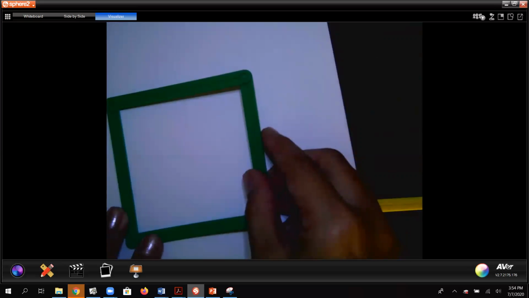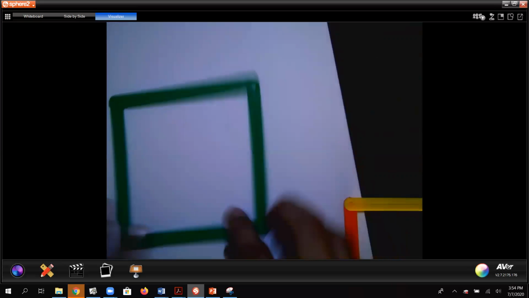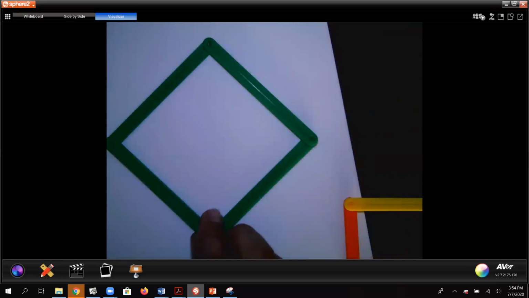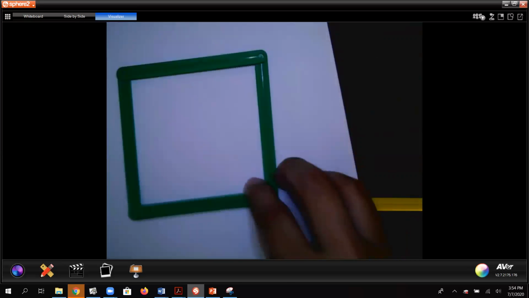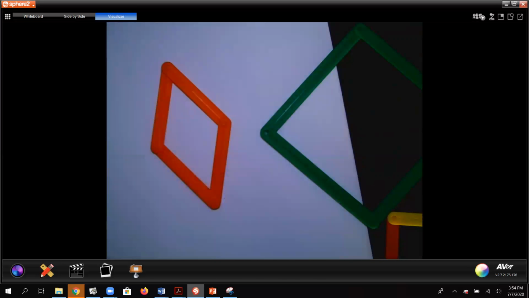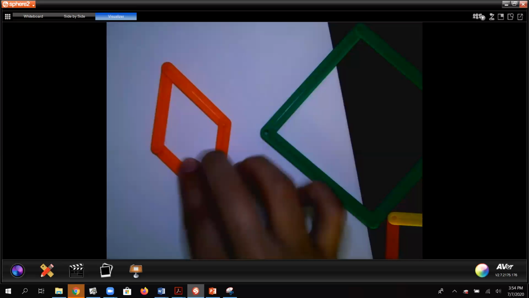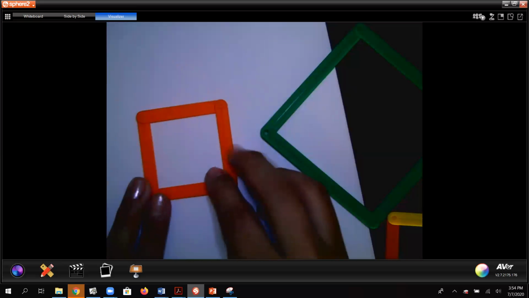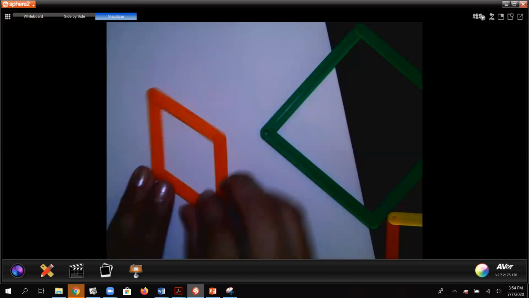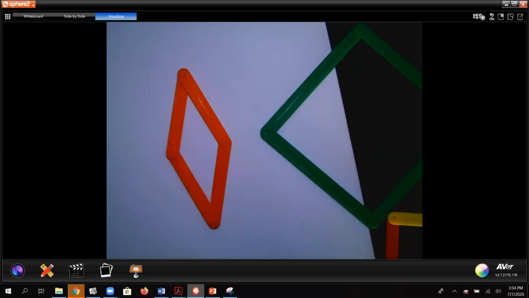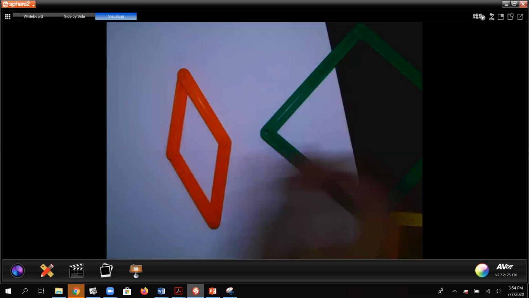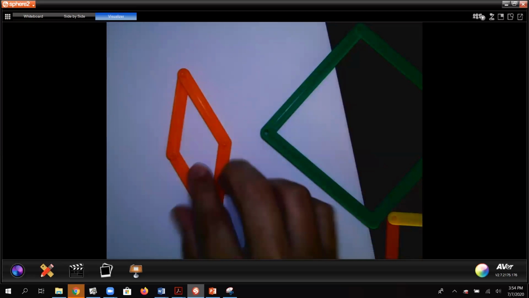I'll say it again. Every square is a rhombus. If I turn it like this, it's still a square, but it's also a rhombus. But not every rhombus is a square, because a rhombus can look like this, but it can also look like this. Okay, every square is a rhombus, but not every rhombus is a square.